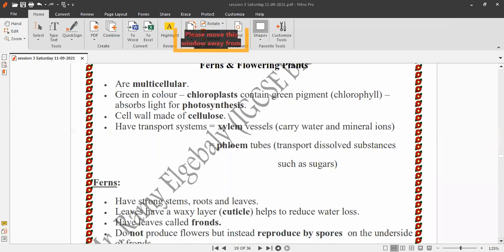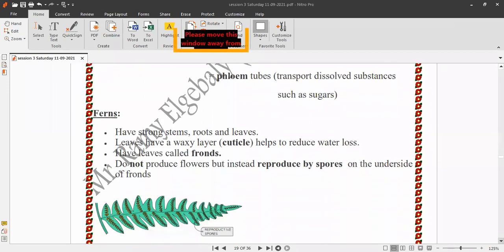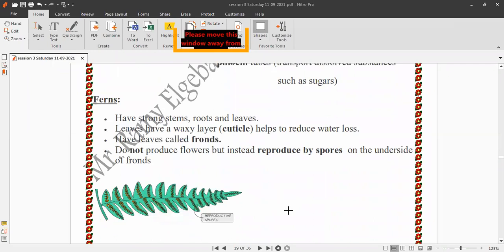These are features of plants. What about ferns like this? They have strong stems, roots and leaves. Leaves have a waxy layer, the cuticle, which helps to reduce water loss. They have leaves called fronds, and don't produce flowers, but instead reproduce by spores. These spores are found on the underside of the fronds.